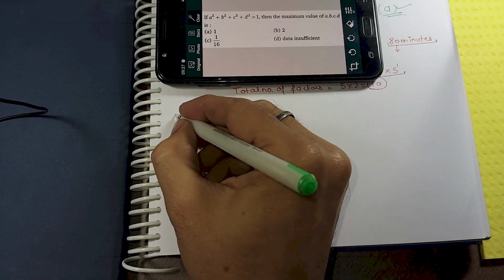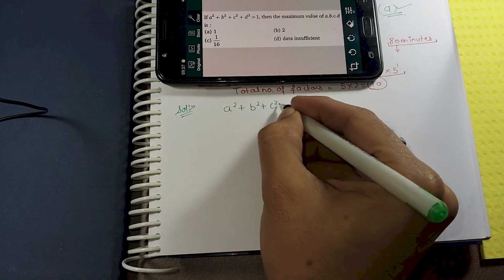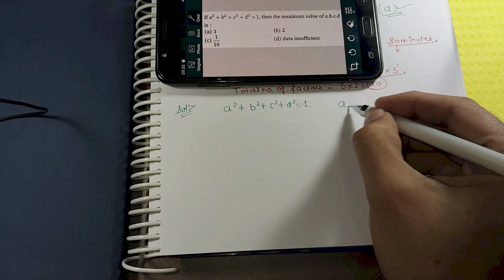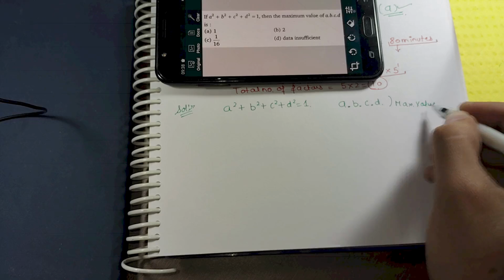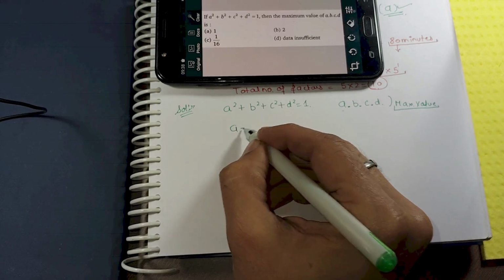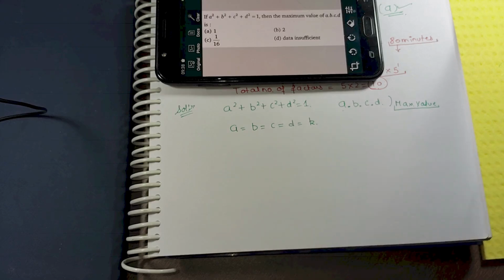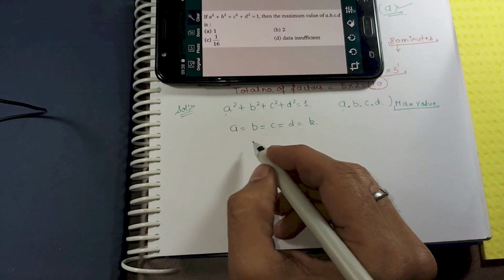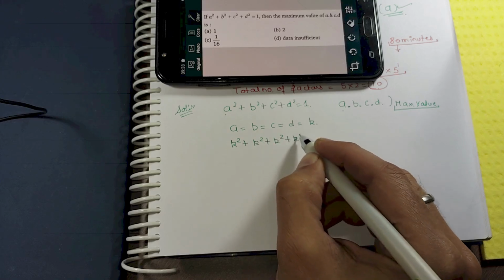If A square plus B square plus C square plus D square is equal to 1, so we have been given that the sum of these squares is equal to 1. Then we need to find the maximum value of A multiplied by B multiplied by C multiplied by D. Now we know that the maximum value can happen only when these are equal. So I can say that A is equal to B is equal to C is equal to D is equal to, let us say, K. Now this whole sum of squares is equal to 1. So that means K square plus K square plus K square plus K square should be equal to 1.